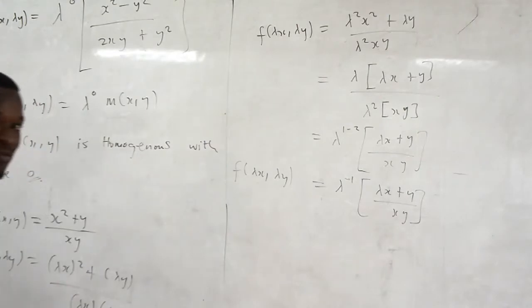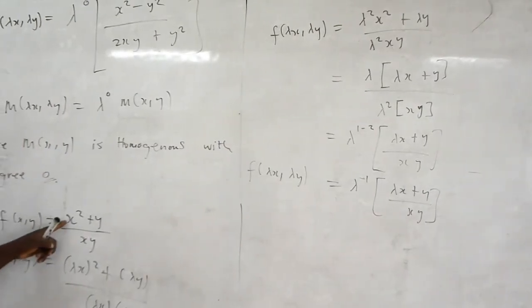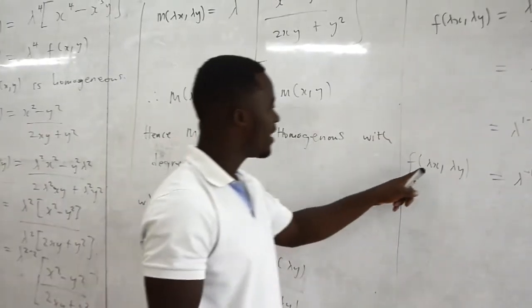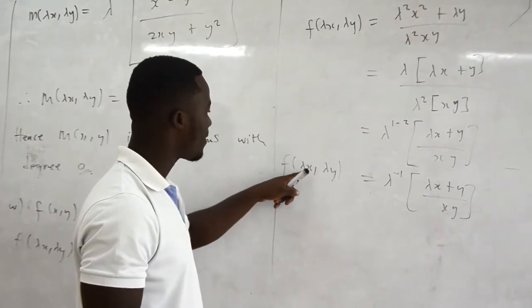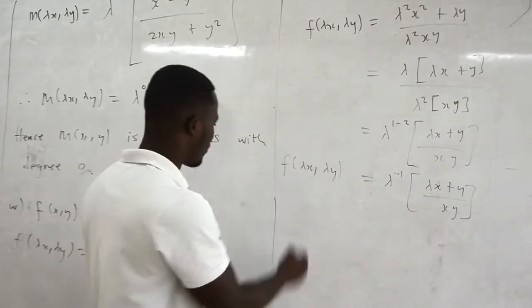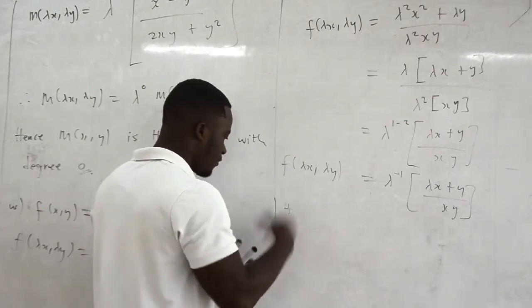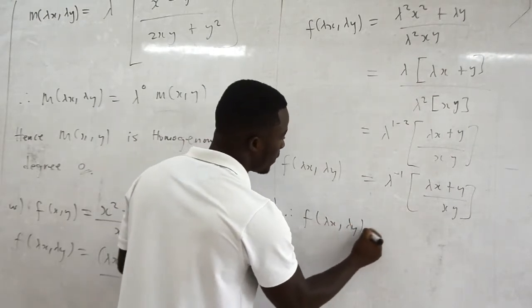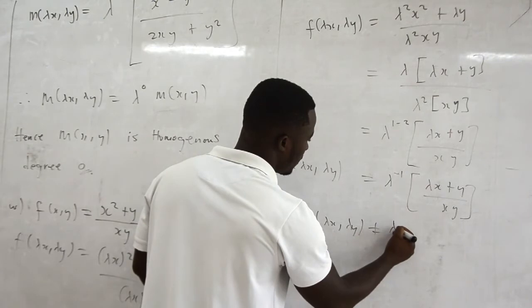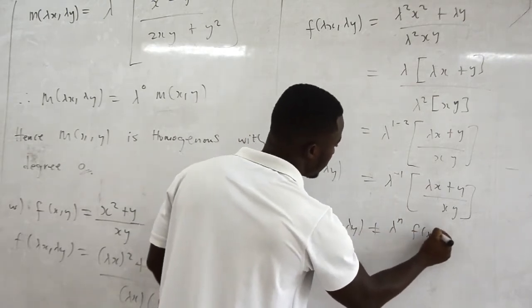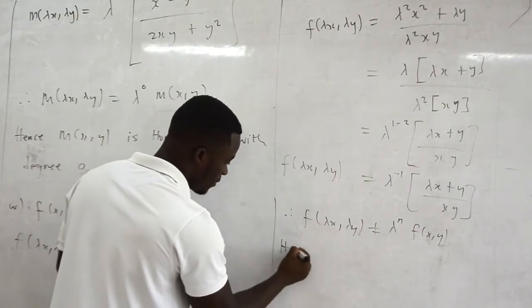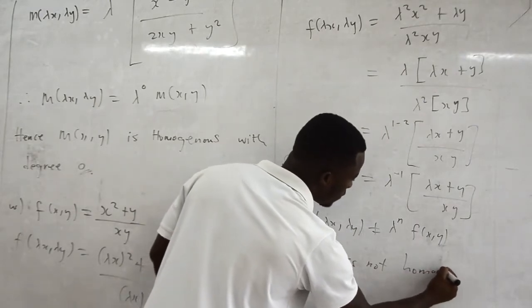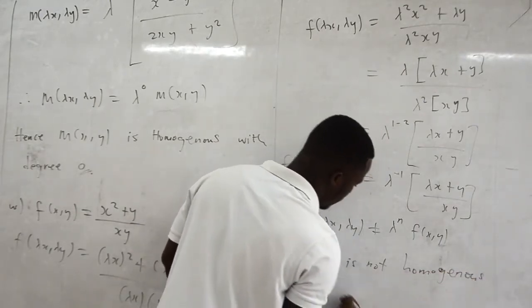If you go back to our original question, there's no lambda there. So that means that when I multiply my x and y by lambda, I will not get a reduction. So therefore, listen, we have f of lambda x, lambda y not equal to lambda to the power of something times f of x, y. So hence it is not a homogeneous function.